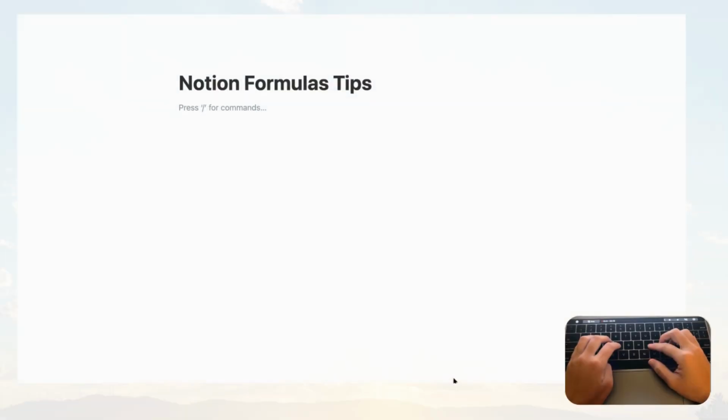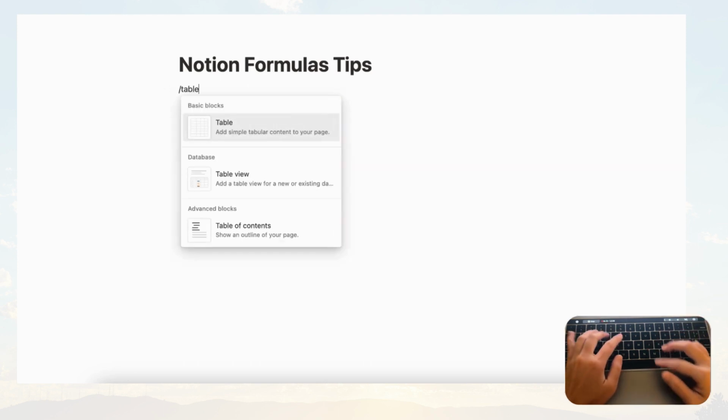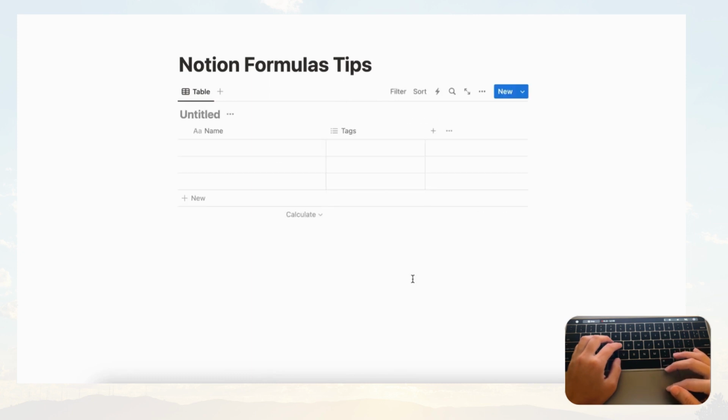So let's get started by opening an empty Notion page, and feel free to follow along with this. The easiest way to see formulas is in table view databases. So we're going to start by making a table view database. So type slash table and go to table view and plus new database.